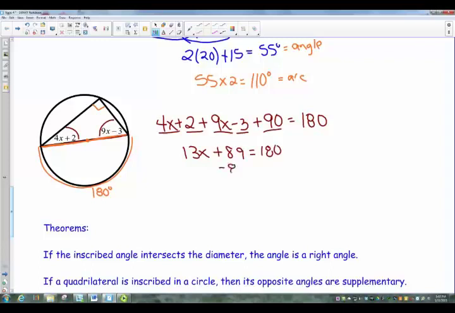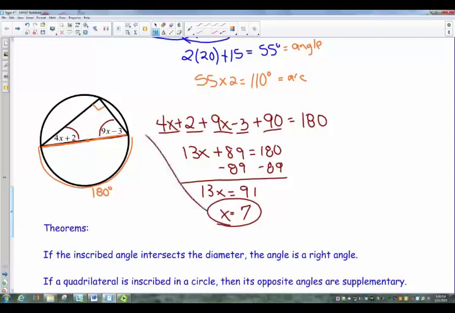And start solving. So I subtract 89 from both sides. That gives me 13x equals 91. And then I take 91, I divide by 13. That gives me an x value of 7. And there you go. And now what they could do is, as always, ask you to solve the other values. So if I wanted to actually find that angle, I would just substitute the 7 back in.